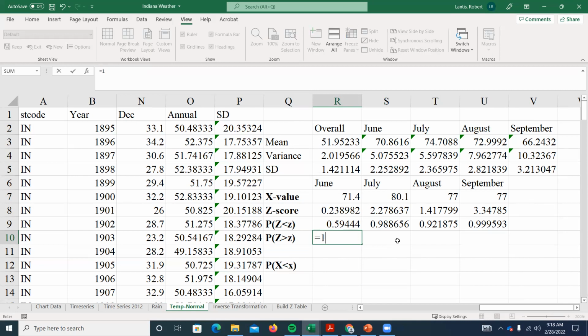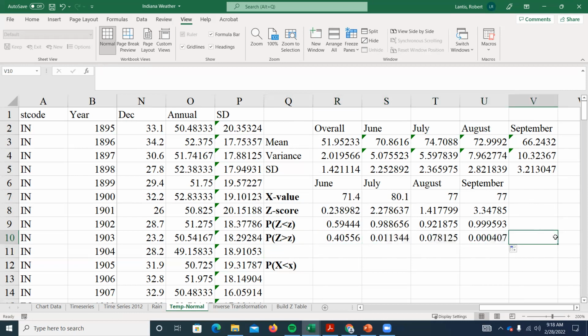Yeah, just 1 minus, right? So I could find the probability of being above all of these values by simply doing 1 minus. And now it starts to make a little more sense, right? What's the probability the average temperature in August is 77 or higher? About an 8% chance. What's the probability it's 77 or higher in September? Well, there I'm down to 0.05% chance, right? Pretty low probability you saw the average temperature in September be that high.